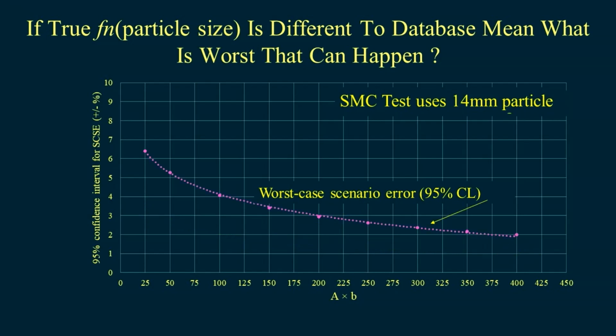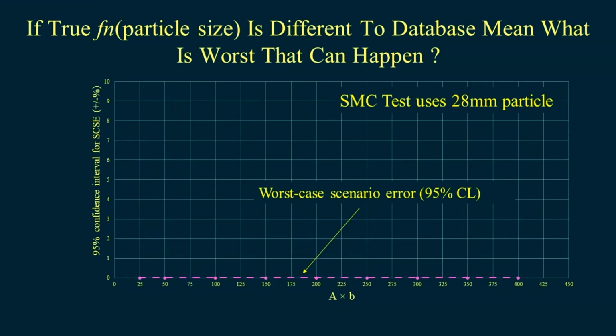If you choose a 14 millimeter particle, the error is slightly larger. You can see we're up to 6% is the error associated with it for a very hard rock. And down here, you can see it's only about 2%. And just to remind you again, if you use a 28 millimeter particle, there is no error. There's no error associated with using either one of those two. It makes no difference.